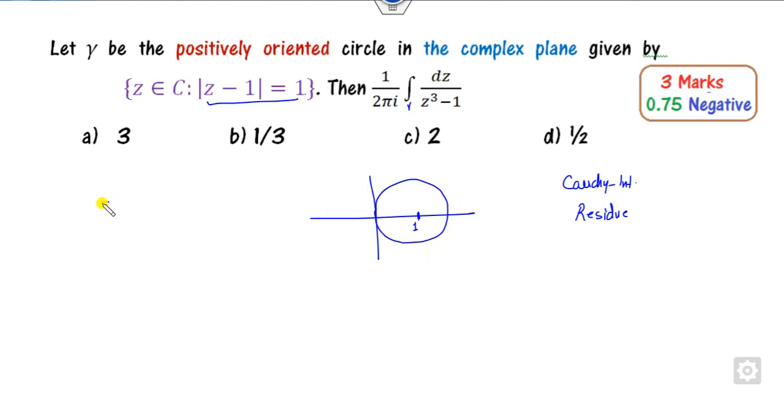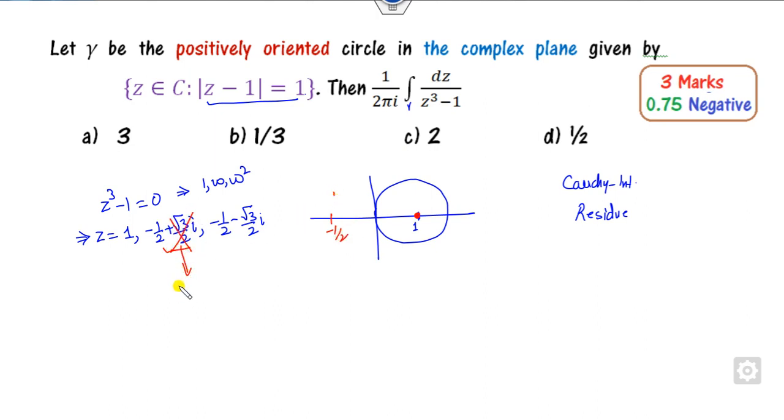Now you can see what the poles are, what the roots of this denominator are. All of you know that the roots are 1, omega and omega square. Now you can see which one lies inside. So 1 lies inside this circle, that's fine. Minus half plus root 3 i is outside. It means the function at this point is analytic, so the integration will be 0 at this point. Minus half minus root 3 i lies here, again this is analytic, so it is 0.